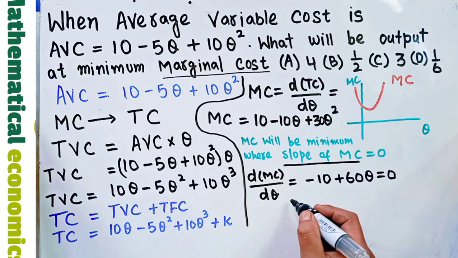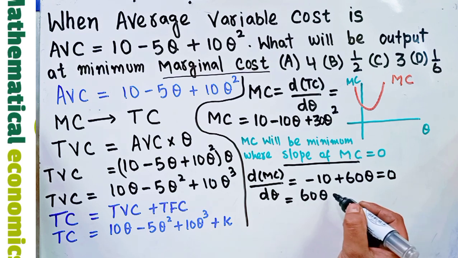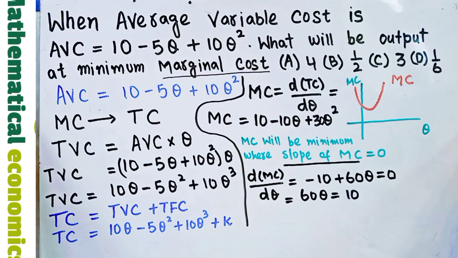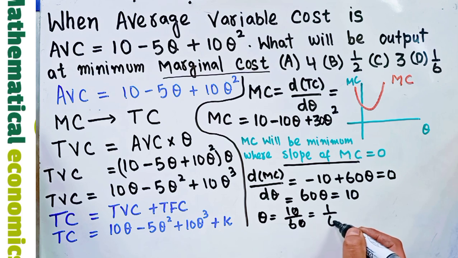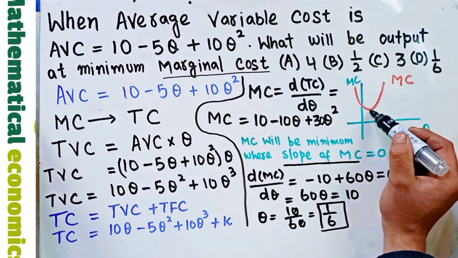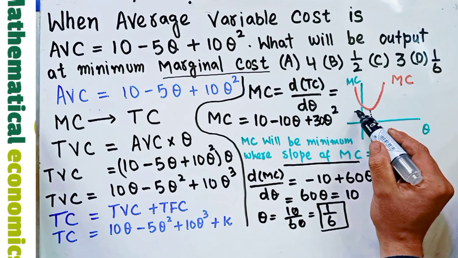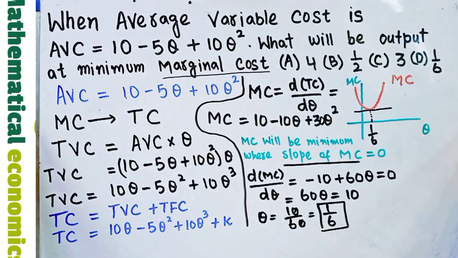Solving for Q, it implies 60Q will be equal to 10, which implies, dividing both sides by 60, Q will be equal to 10 upon 60. So the 0 gets cancelled. We are left with 1 upon 6. That means marginal cost will be minimum when the output level is 1 upon 6. You notice this 1 upon 6, because at this point the slope of marginal cost is 0.